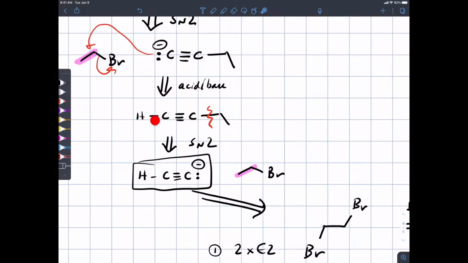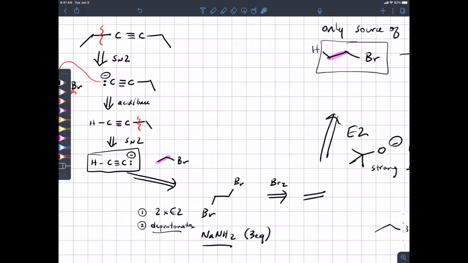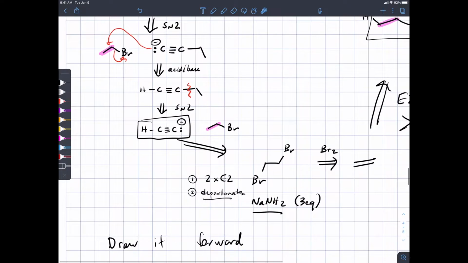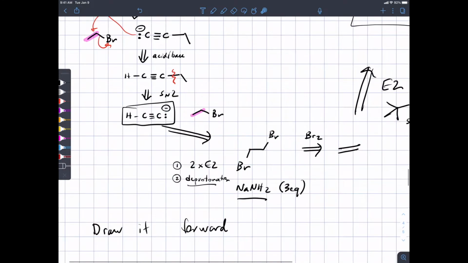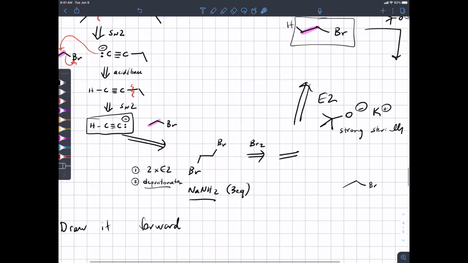Acid-base chemistry, deprotonating an alkyne, that's chapter 2 stuff. Another SN2 reaction, that's chapter 7. Bromination, this double elimination of a vicinal dihalide to give you the alkyne, followed by deprotonation. We've not ever done two E2s in quick succession, but the concept of an E2 reaction is not new. So you can connect that to things that you've seen before.